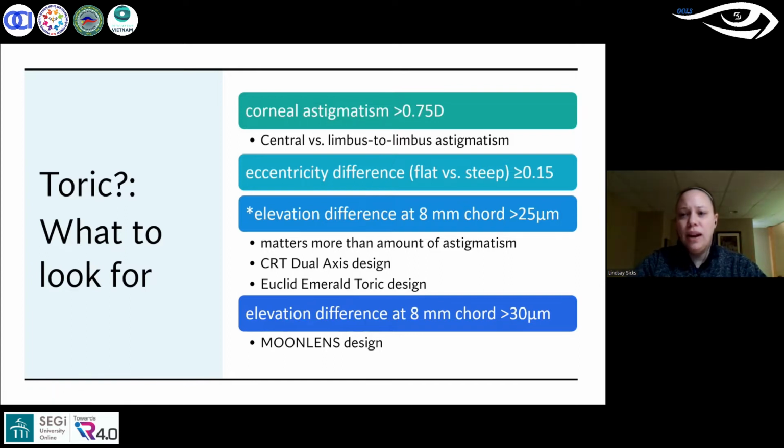So the bottom line is you really want a normal keratometry value, not a ton of astigmatism on the cornea. You want enough eccentricity to flatten the eye. And if you have a larger elevation difference or larger amounts of corneal cylinder, you want to consider a toric.